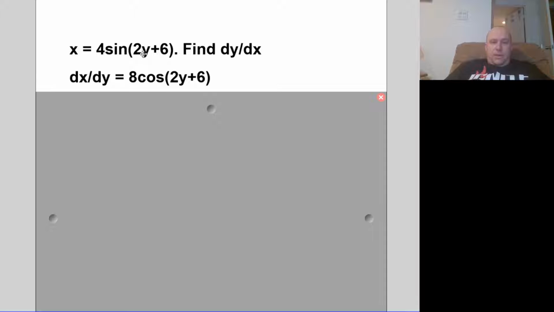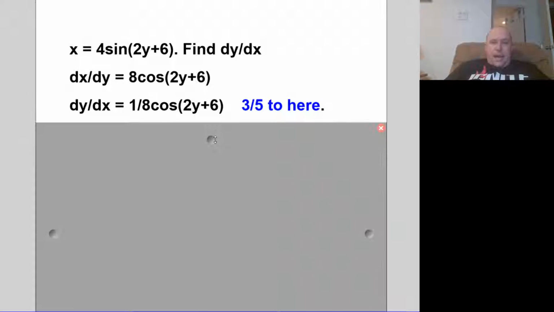Differential of sine is cosine. The differential of 2y plus 6 is 2. Times by the 4 at the start would give us 8. And then this is where I'm saying, if you want dy by dx, you could just do the reciprocal of both sides. So this would turn into a fraction, and it would be 1 over 8 times that. Now, if you can actually get to that point, that's actually 3 out of 5. The last points are actually kind of difficult to do.